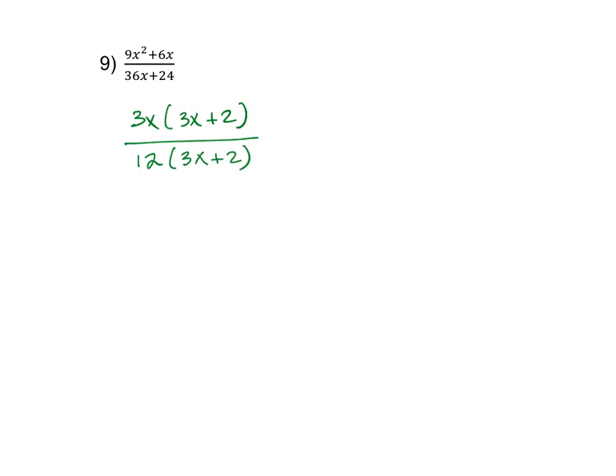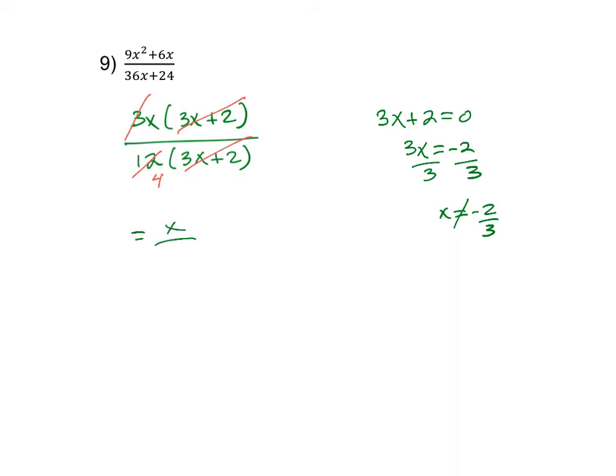Again, before I simplify, I'm going to set my denominator equal to 0. This is 12, that's not going to change as a constant, so I can just set 3x plus 2 equal to 0. 3x equals negative 2, so x equals negative 2 thirds. So x cannot equal negative 2 thirds. Right? So now I'm going to simplify whatever I have in common. So I can cancel out the 3x plus 2. I can simplify that 3 with that 12, and that becomes a 4. So the simplification of this is x over 4.